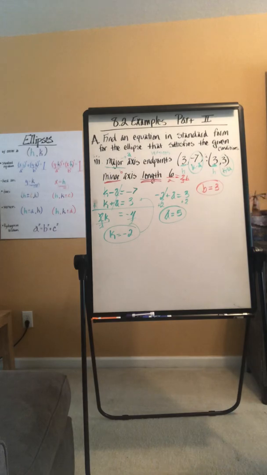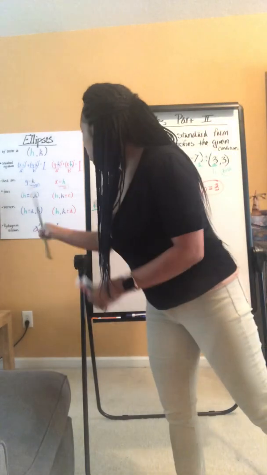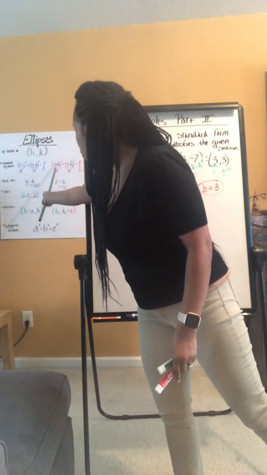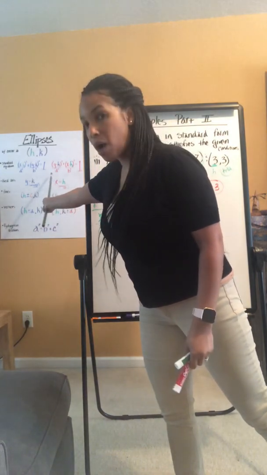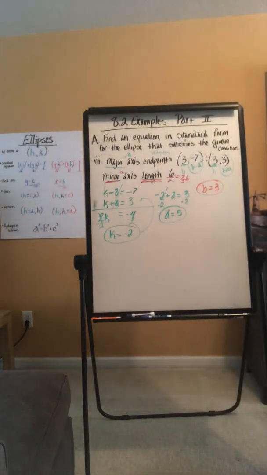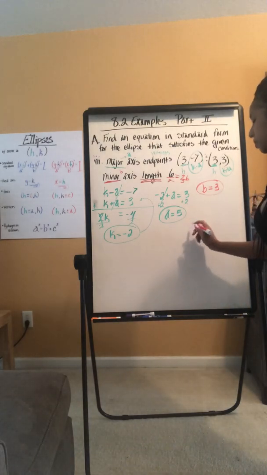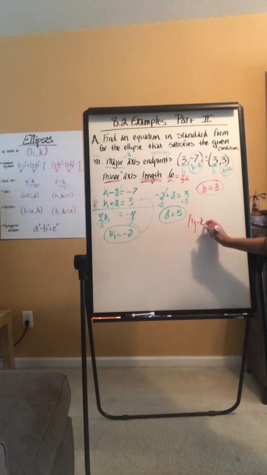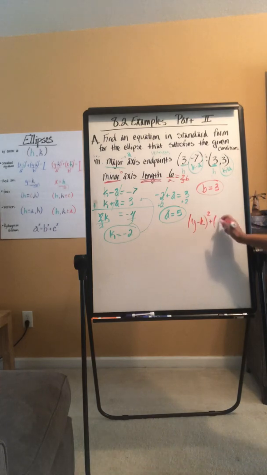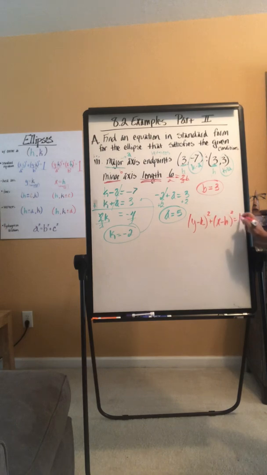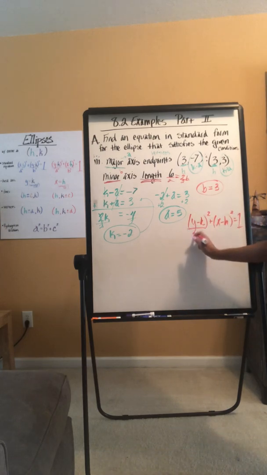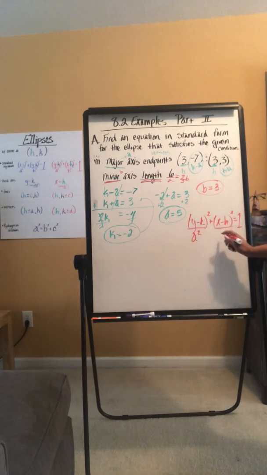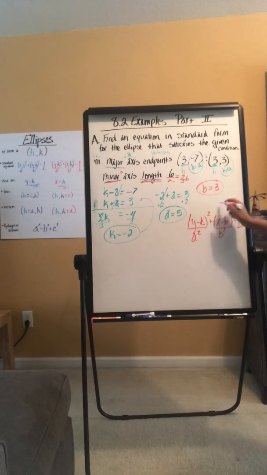So my final formula, the standard formula would be (y minus k) squared plus (x minus h) squared equals 1. And my a squared this time would be under the y's, my b squared under the x's.